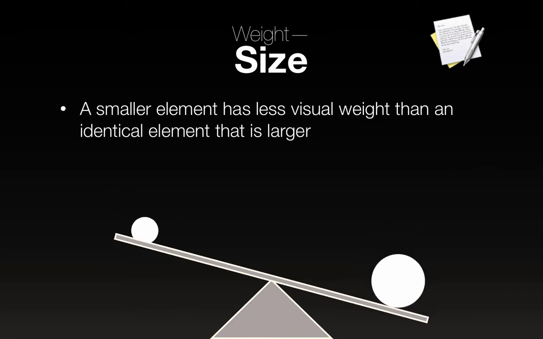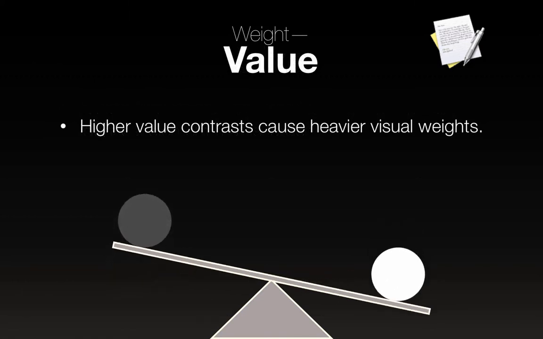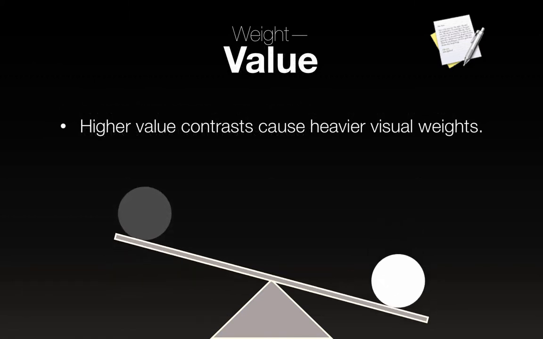Size, pretty much a no-brainer. Two of the same elements, one is smaller, it has less visual weight than the same element if it's larger. Pretty simple. Value. Higher value contrasts cause more visual weight.